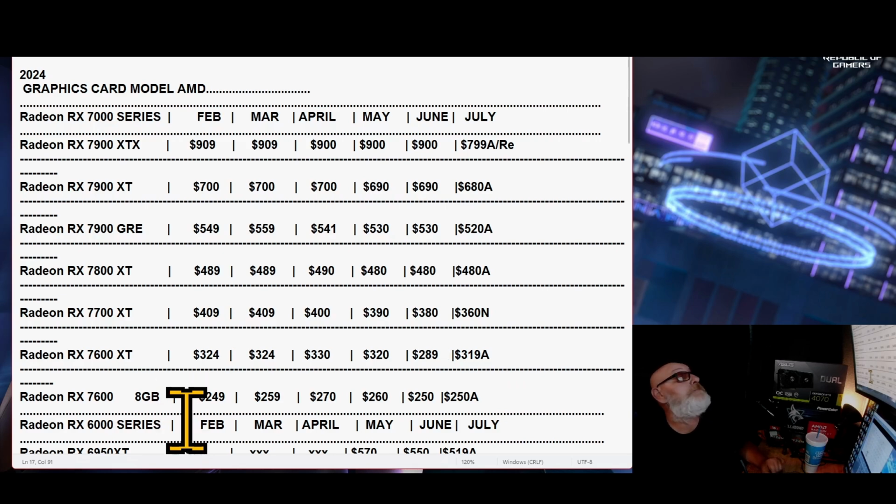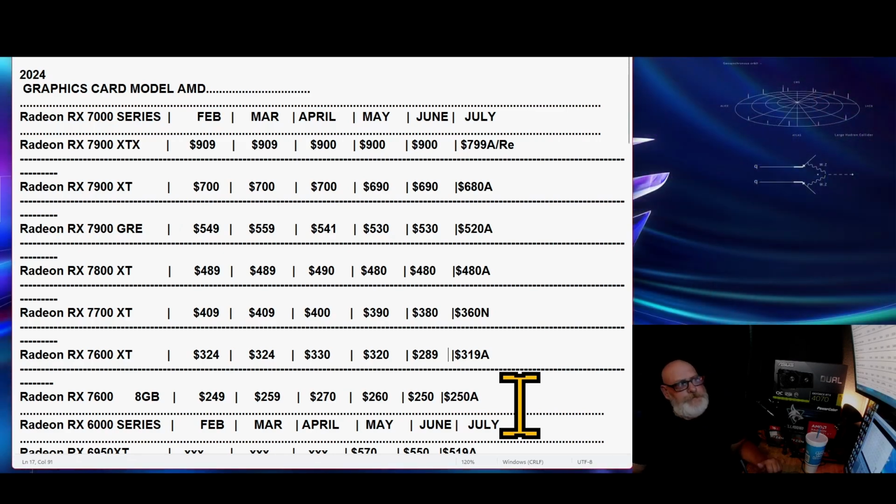So, the 7600 XT, the one that everybody's not really caring for. Started off in February at $324. March is $324. Went up in April to $330. Came back down in May to $320. June, it was $289. And it looks like it came back up in July to $319 on Amazon. That's one of the lowest prices I could have found, was up on Amazon. So, moving on down the road.